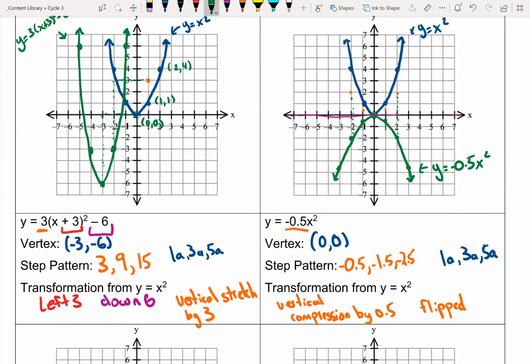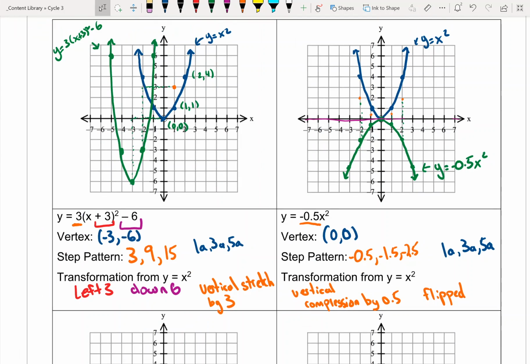I would say the hardest part is applying the vertical stretch and compression. The left and right, up and down is the easiest, but if you use that to at least figure out the vertex, and understand how the new step pattern looks based on the stretch or compression by using the a value, then it's easy to figure out where your other points are.